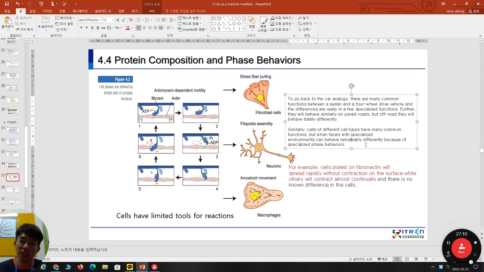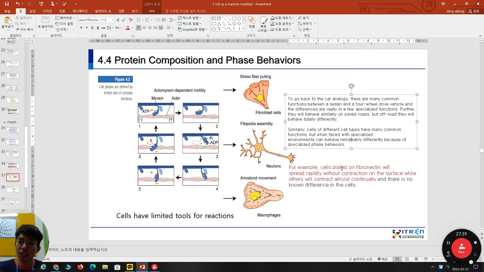So if you cannot see any big difference between this cell type and another cell type, then maybe you can feel that your condition is not proper to show the difference in cell behavior. Cells somehow behave differently, but this condition is not the right condition for making the difference.